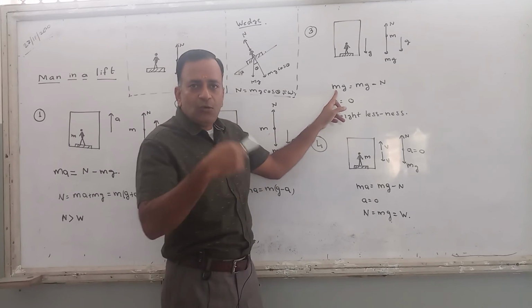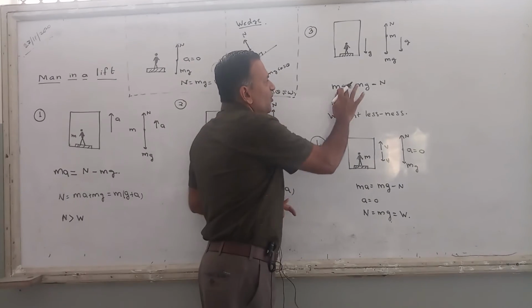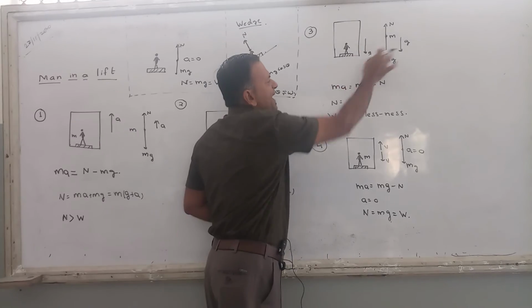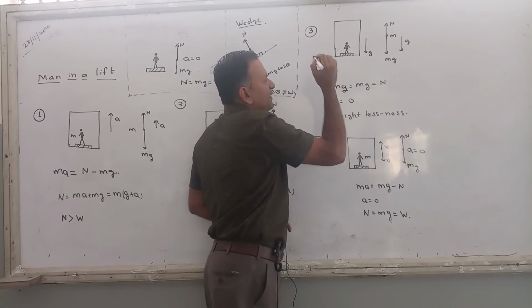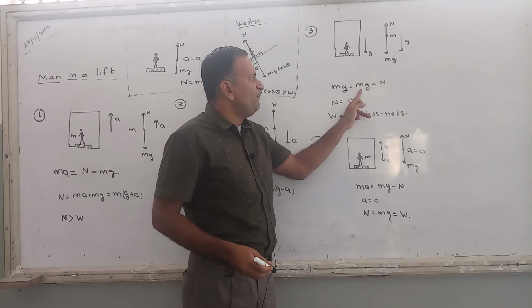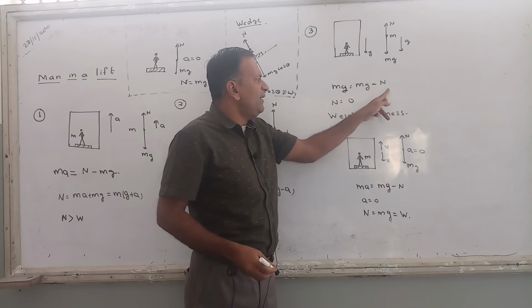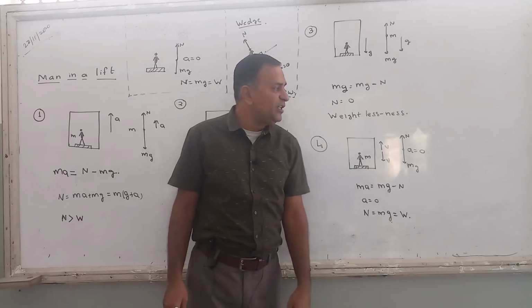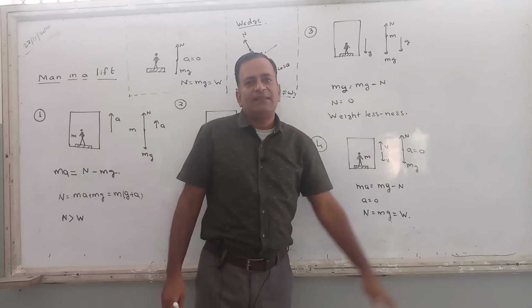m into a होता है वैसे. The resultant force is m into a. But here what is the value of a? A is equals to g. So this becomes mg. Downward force positive, upward force negative. So mg minus n and n, this will give you n equals to 0. n equals to 0 यानी weightlessness.